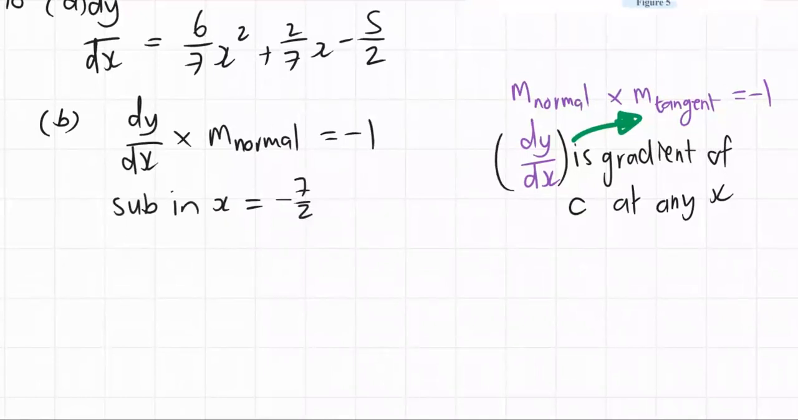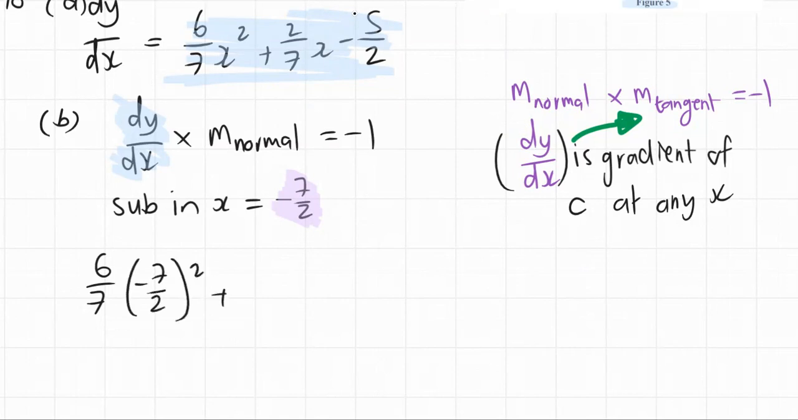So starting with dy dx, which is above here from a previous question. So dy dx is 6/7, but we're subbing in the value of -7/2 because we know it's true at that point. We know that x can be that at that point. So we can use that information, -7/2, squared, plus 2/7, and we have -7/2, another x there, minus 5/2. So this is our dy dx, first derivative.